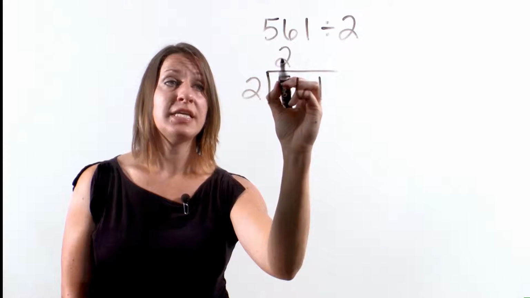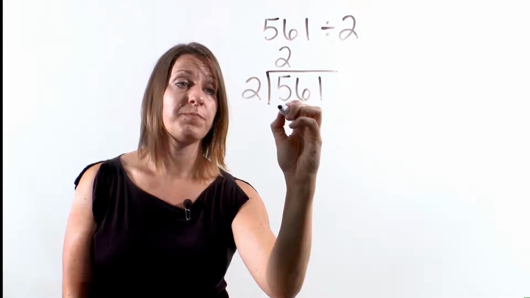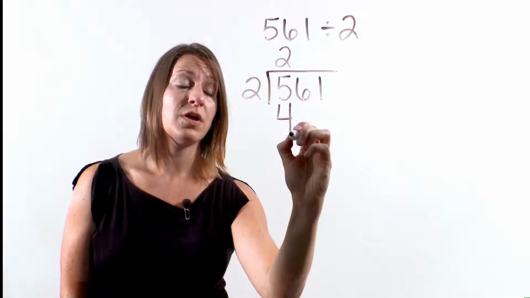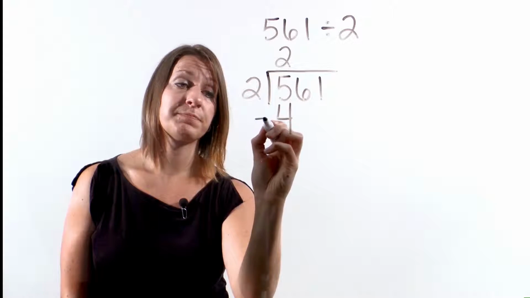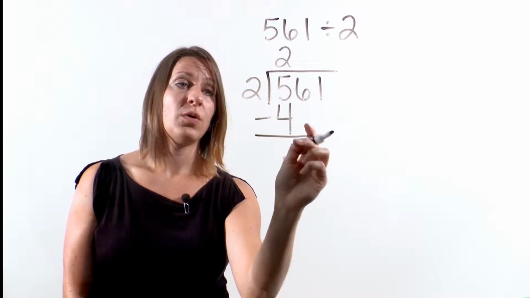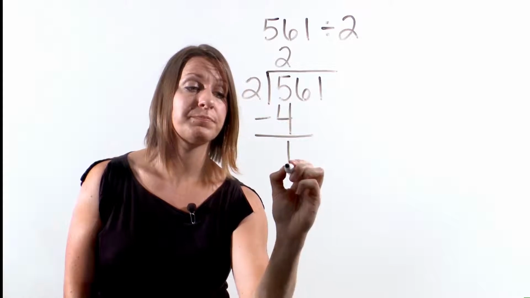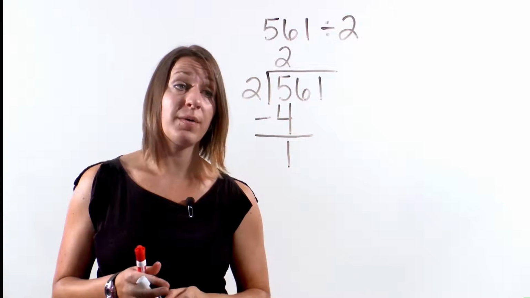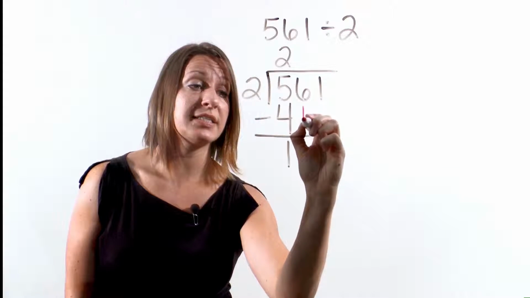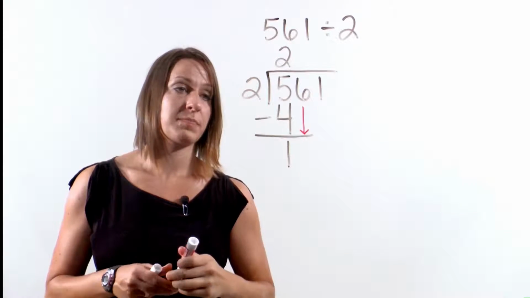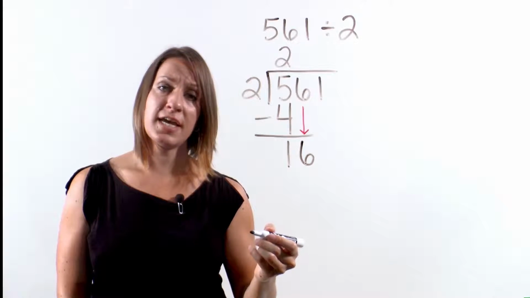Then the next step is to multiply 2 times 2, which is 4. And we're going to line up that number on the line underneath the 5, but directly underneath it, and we're going to subtract. We're going to subtract just in this column, 5 minus 4 is 1. Then to continue the problem, we are going to drop the next number in 561, which is a 6. And the cycle begins again.